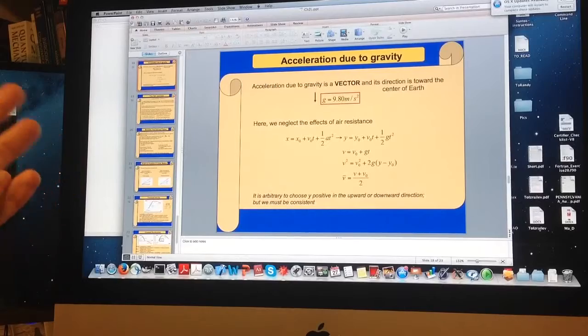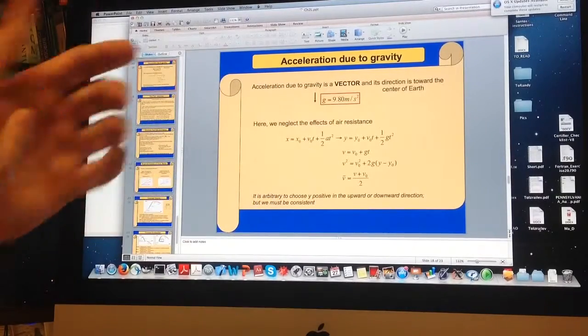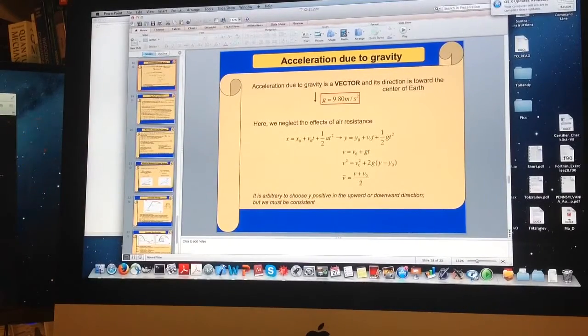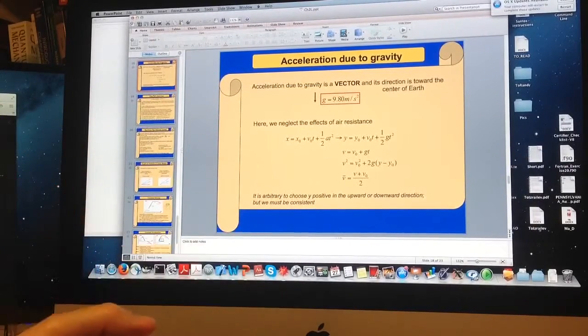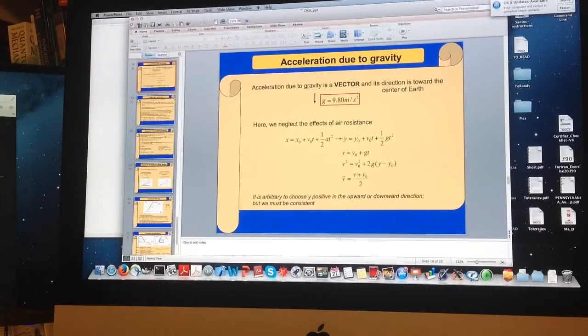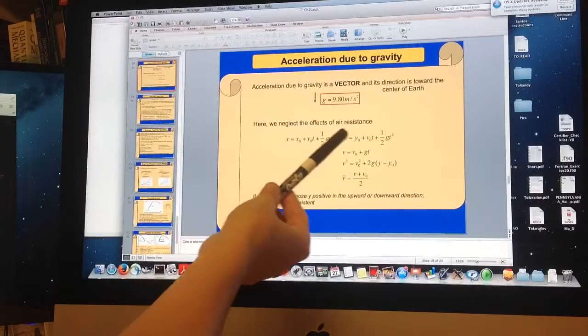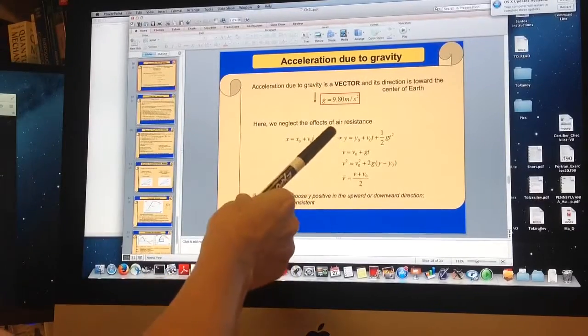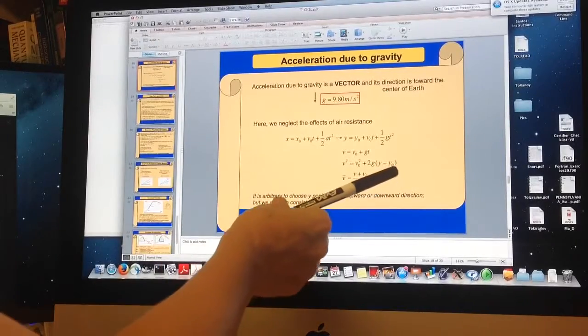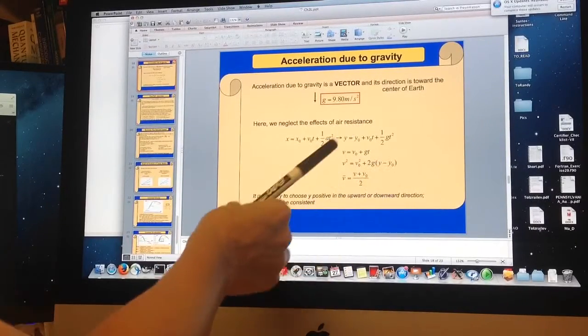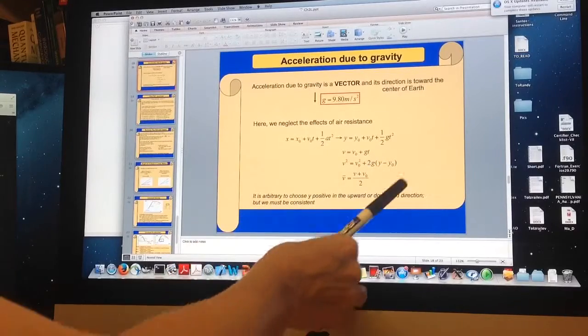Acceleration, as we said before, is a vector. So this is the magnitude of this acceleration, and what is the direction? The direction is always toward the center of Earth. Earth is attracting everything, and so the direction is always down, always towards the center of Earth. Once we agree with that, we can say that in this idealized world where air resistance does not exist, all of those four equations that we talked about before apply again.